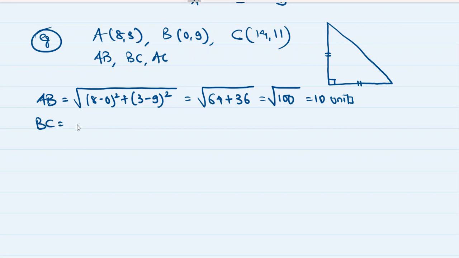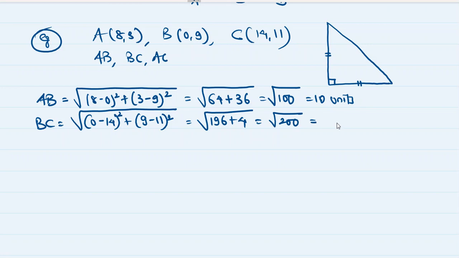What about BC? So BC is 0 minus 14 the whole square plus 9 minus 11 the whole square. Okay, 0 minus 14 the whole square. 14 square is 196, I forgot apparently. And 9 minus 11 is minus 2, and minus 2 square is 4. Correct? So this is root of 200, which is 2 into 100, that is 10 root 2 units. And let's finally find AC, which is 8 minus 14 the whole square plus 3 minus 11 the whole square.